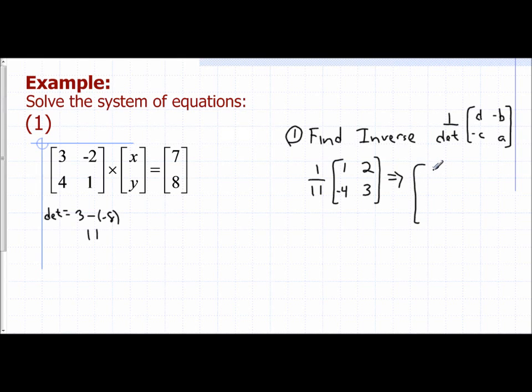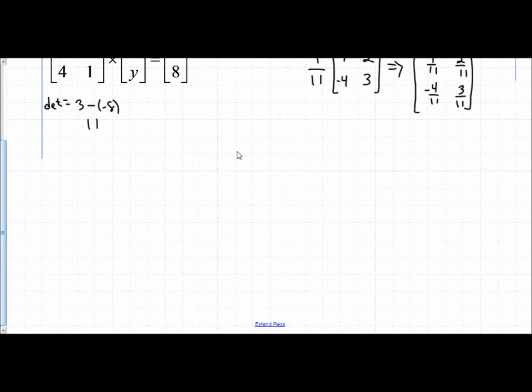And then I do my scalar multiplication. 1/11 times 1 is 1/11. 1/11 times 2 is 2/11. 1/11 times -4 is -4/11. And 1/11 times 3 is 3/11. And so this is my inverse matrix. So if I were to multiply the left side by the inverse matrix, it's going to give me my identity matrix.